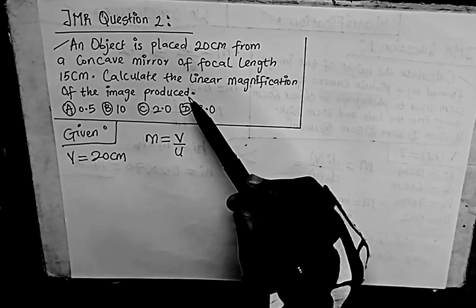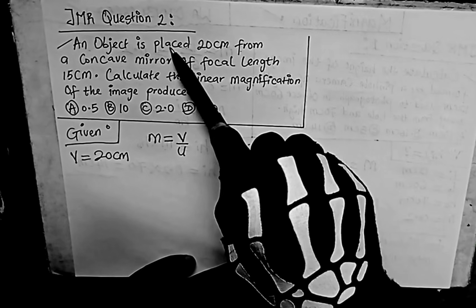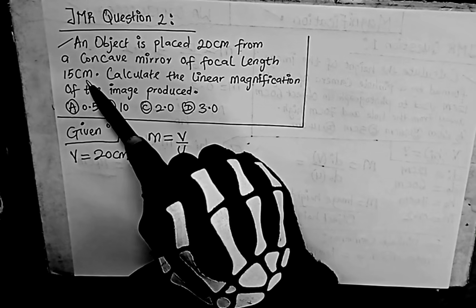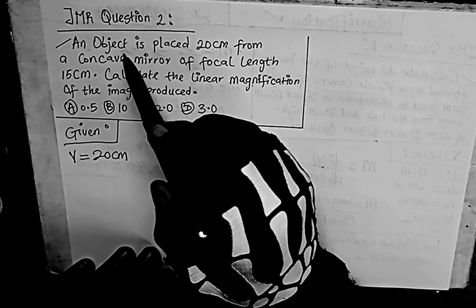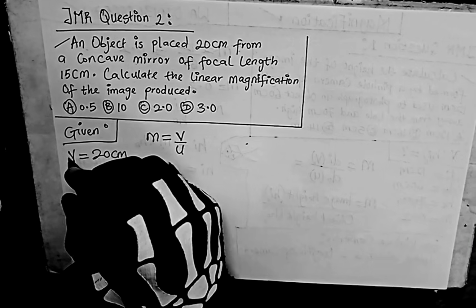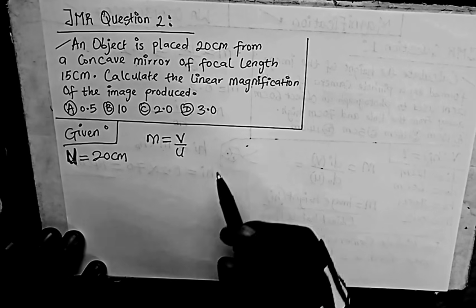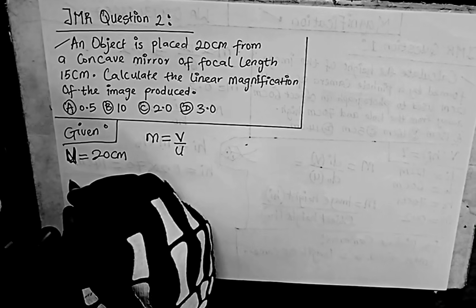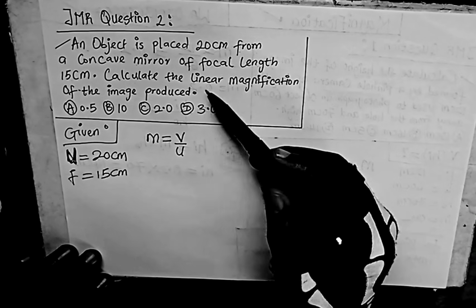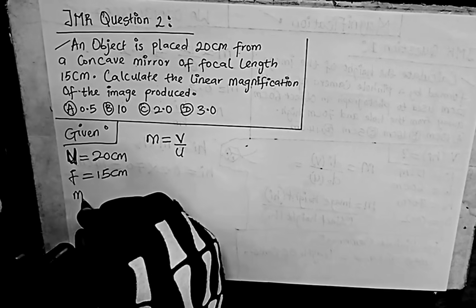No, that's wrong. That should be the image distance. We have to be careful. An object is placed 20 centimeters from a concave mirror of focal length 15 centimeters. The object distance, so it is not V, it is U. U is equal to 20 centimeters. Then they give us the focal length, 15 centimeters. Focal length is equal to 15 centimeters. They want us to calculate the linear magnification of the image produced, so M is equal to question mark.